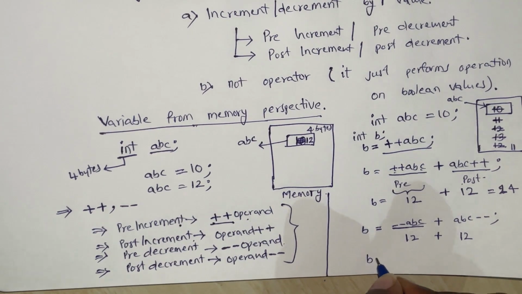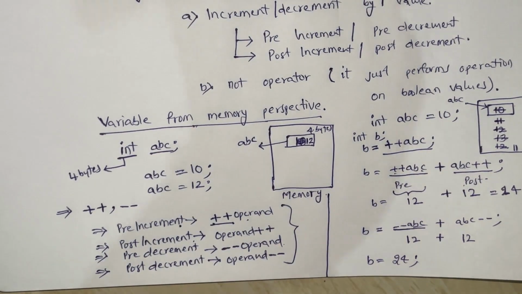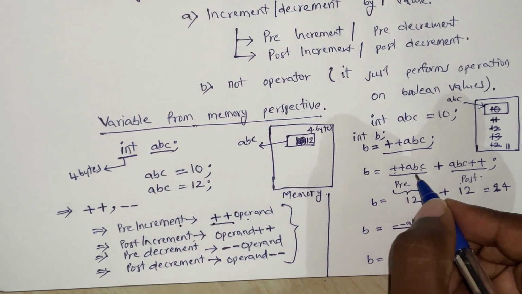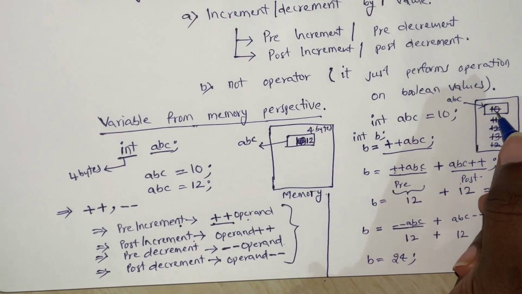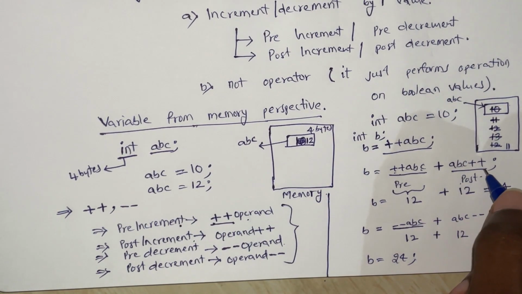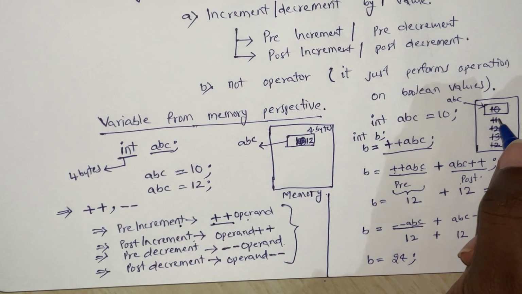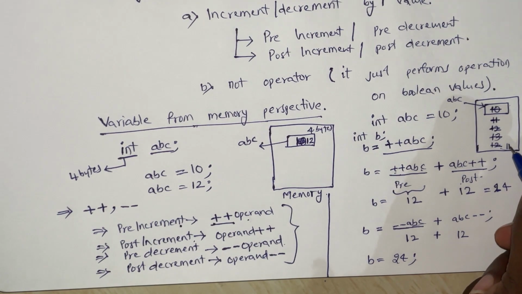So b equal to 12 plus 12, 24. You got it? It is a bit confusing, but I'll tell you again. Pre-increment means first increase the value in the memory itself and get that. What does post-increment mean? Whatever value is currently present in the memory, get that value and then increase the value.